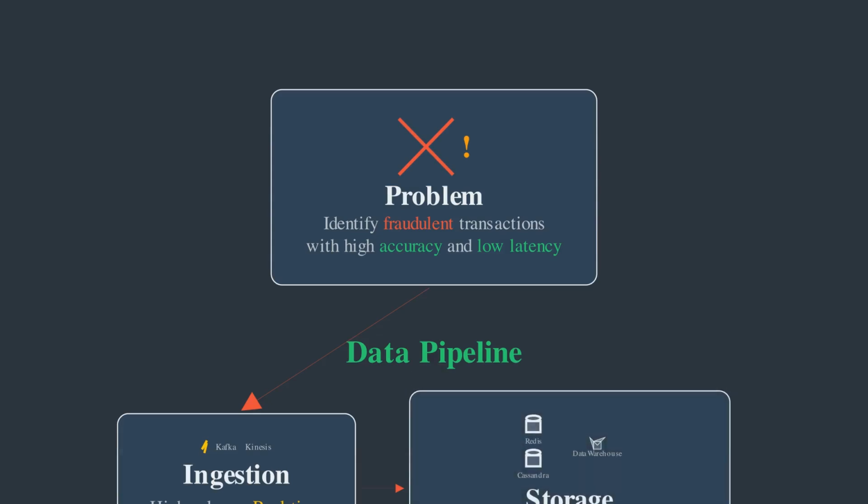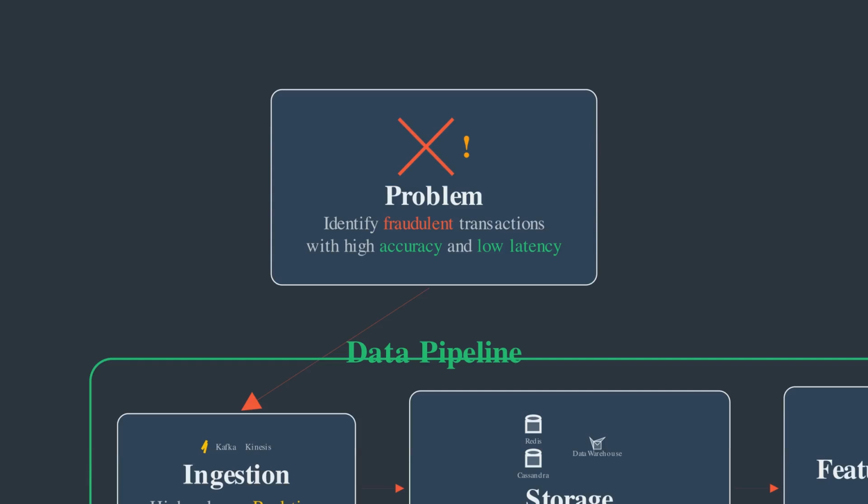Feature engineering: critical. Features like number of transactions in the last 5 minutes, average transaction amount for this user, transaction location versus the user's usual location. Model training: models trained on historical labeled transactions. Handling highly imbalanced datasets is crucial.